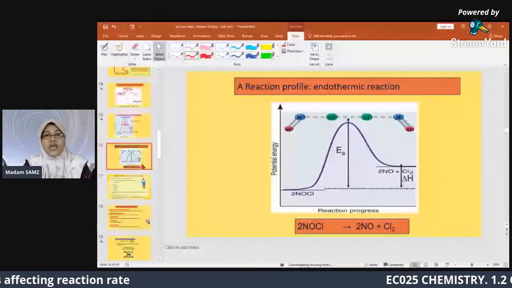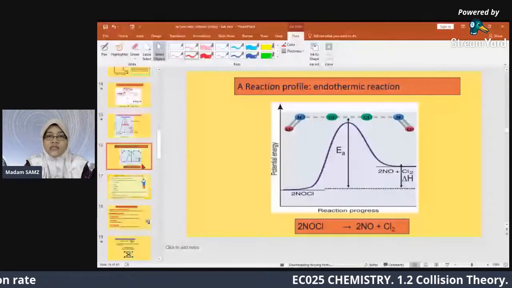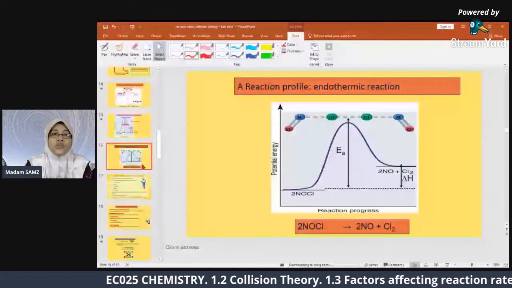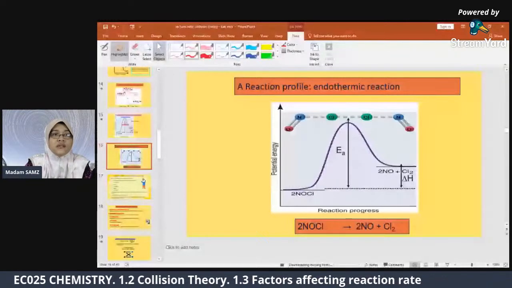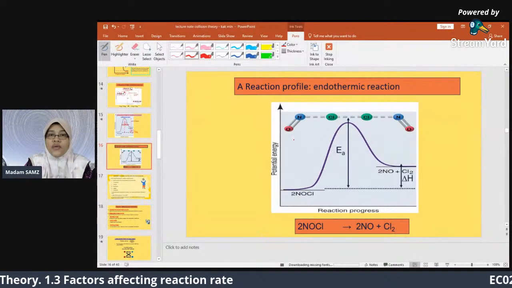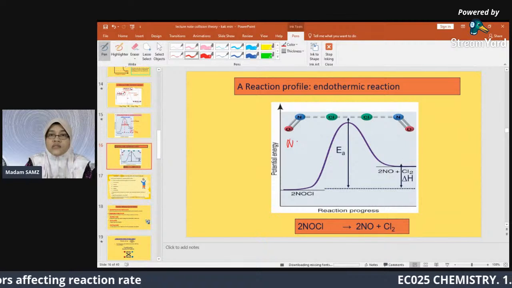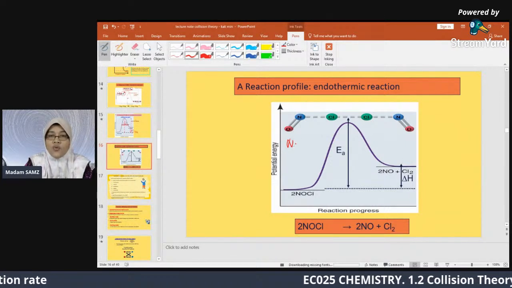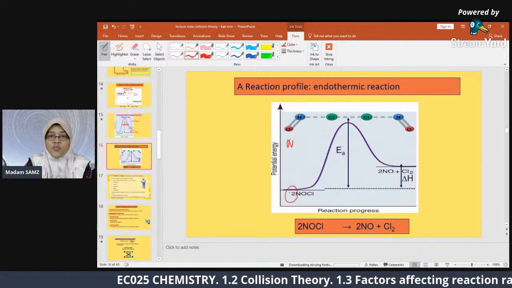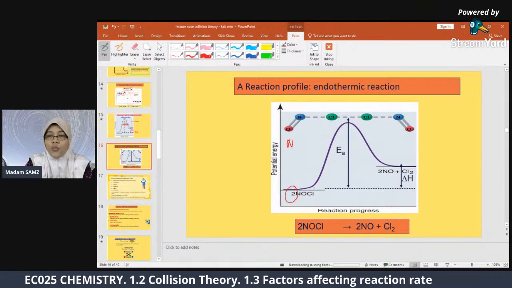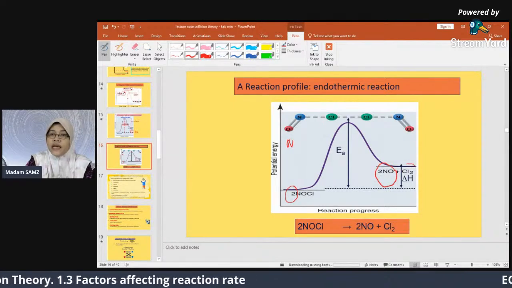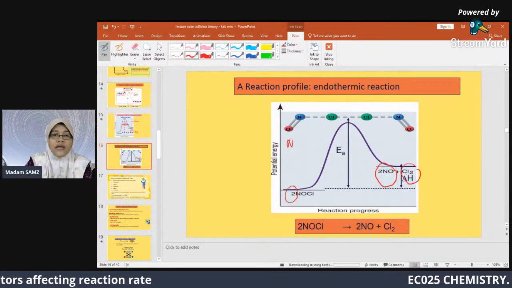Alright, another case for an endothermic process. Here we have decomposition reactions. We have 2 moles of NOCl, and these 2 moles of NOCl will decompose to form 2 products, which are nitrogen monoxide and chlorine gas. All right.